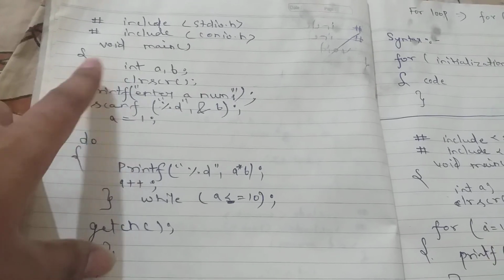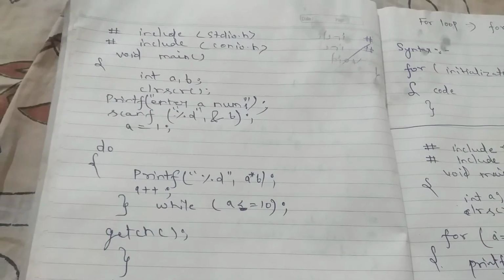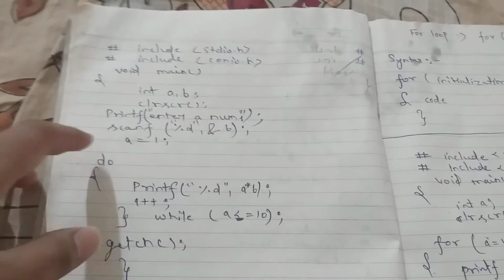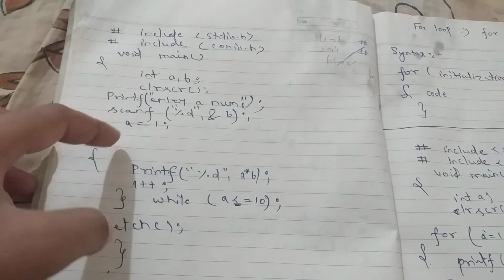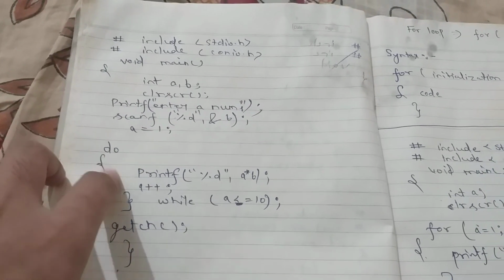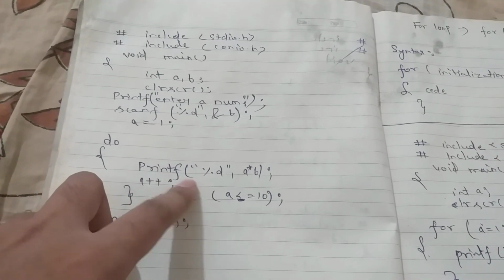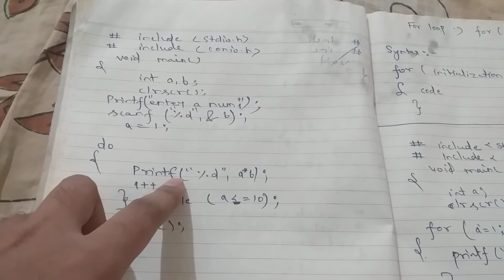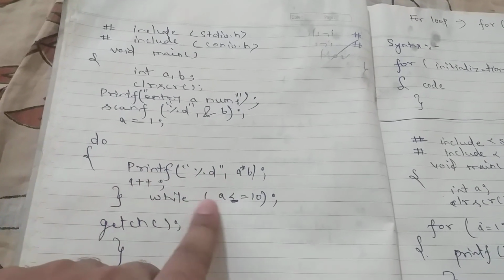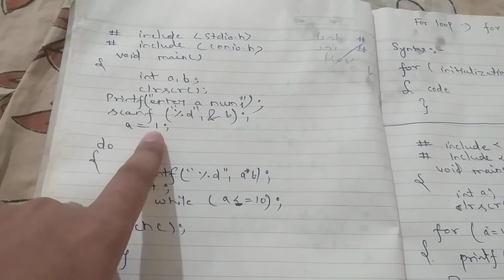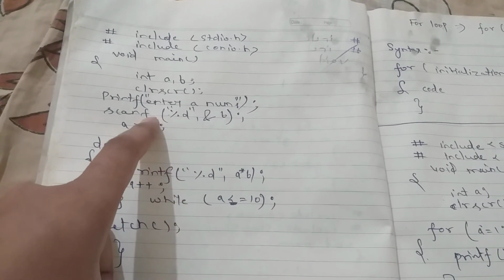After that, clear screen for removing the previous output. Then printf, enter a number, and scan it as b, and initialize the value of a from 1. After that, start the do while loop. Inside the loop, write the code that you want, like printf percent d, a into b. Here you can see that a is initialized to 1 and b is taken from the user.